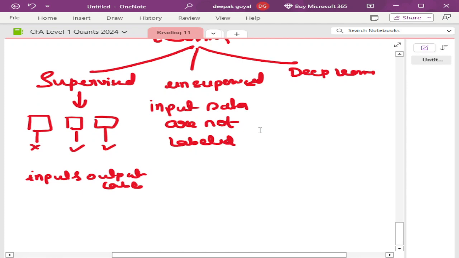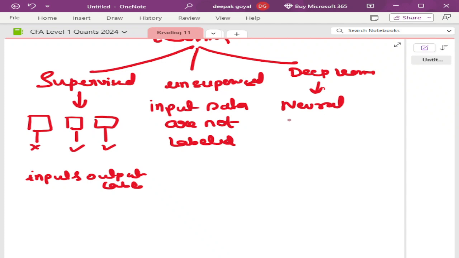Clear? Now deep learning is basically a technique that uses layers of neural networks. So you can write down these key points: neural networks.